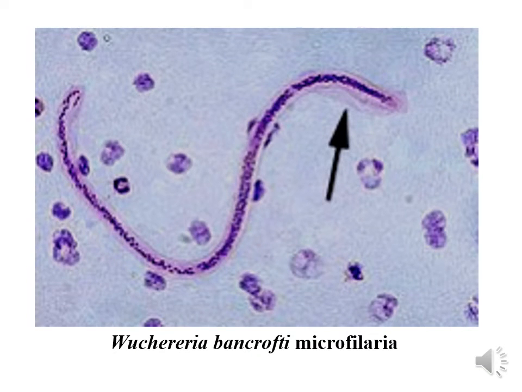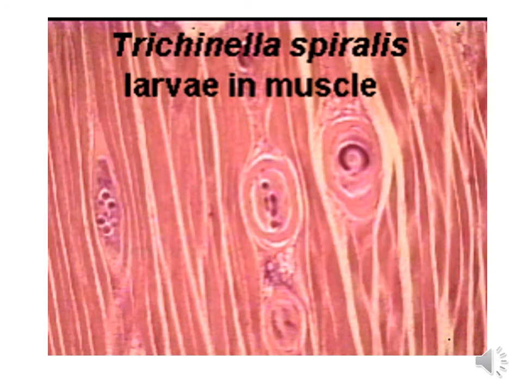This is Wuchereria bancrofti microfilaria. It is just a snake-like structure with plenty of nuclei, and the arrow shows the end of the free part of the sheath, which could be seen at the anterior and posterior end, because it is a sheath which is fitting the body, except it could be seen at the anterior and posterior end of this stage.